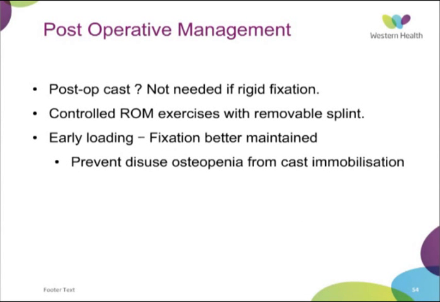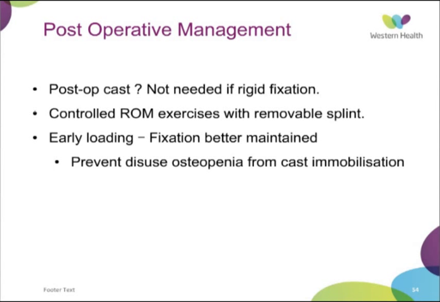Post-operative management. Some use a cast, some don't. If we've got a rigid fixation, we don't necessarily need a cast, and we can aim for early controlled range of motion and use a removable splint just to protect it. Early controlled range of motion can provide early loading of the fracture, which may help maintain better fixation because it can prevent disuse osteopenia from occurring.